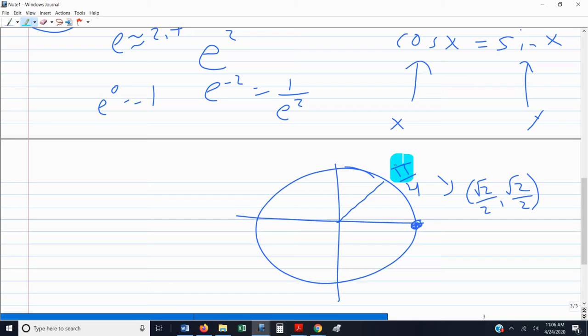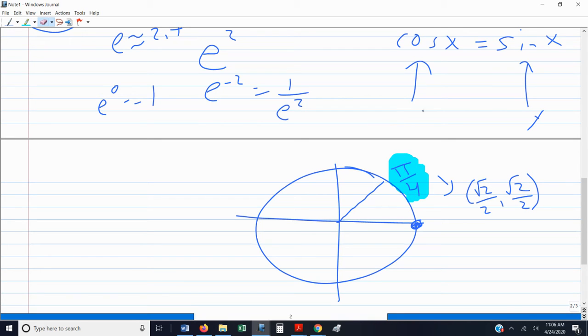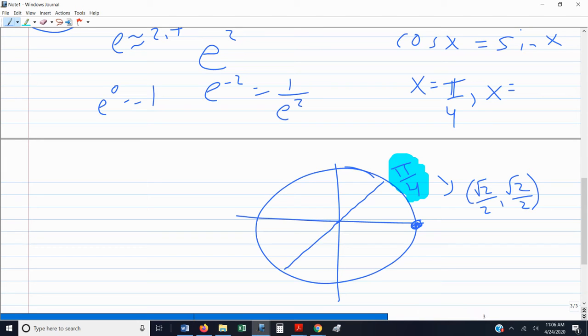So pi over 4 would be the first place on the unit circle where the cosine and the sine are equal to each other, or the x value and the y value are equal. So pi over 4 is one solution, and the other one is going to be over here. It's not going to be on this middle branch because you have negative root 2 over 2 and positive root 2 over 2. So on that middle branch, the x and the y values are not equal. But when you go to the middle branch of quadrant 3, the coordinates are -√2/2 and -√2/2.